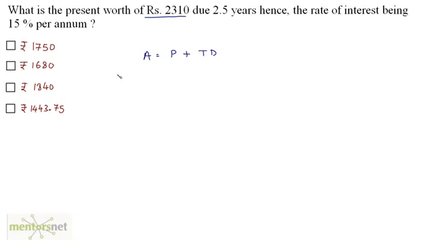So amount is given, that's 2310, which is equal to principal, or the present worth, which is what we have to find, plus what is the formula for calculating the true discount? Well, that's PNR upon 100. So P times N is 2.5, times R is 15, so this is 15 upon 100.